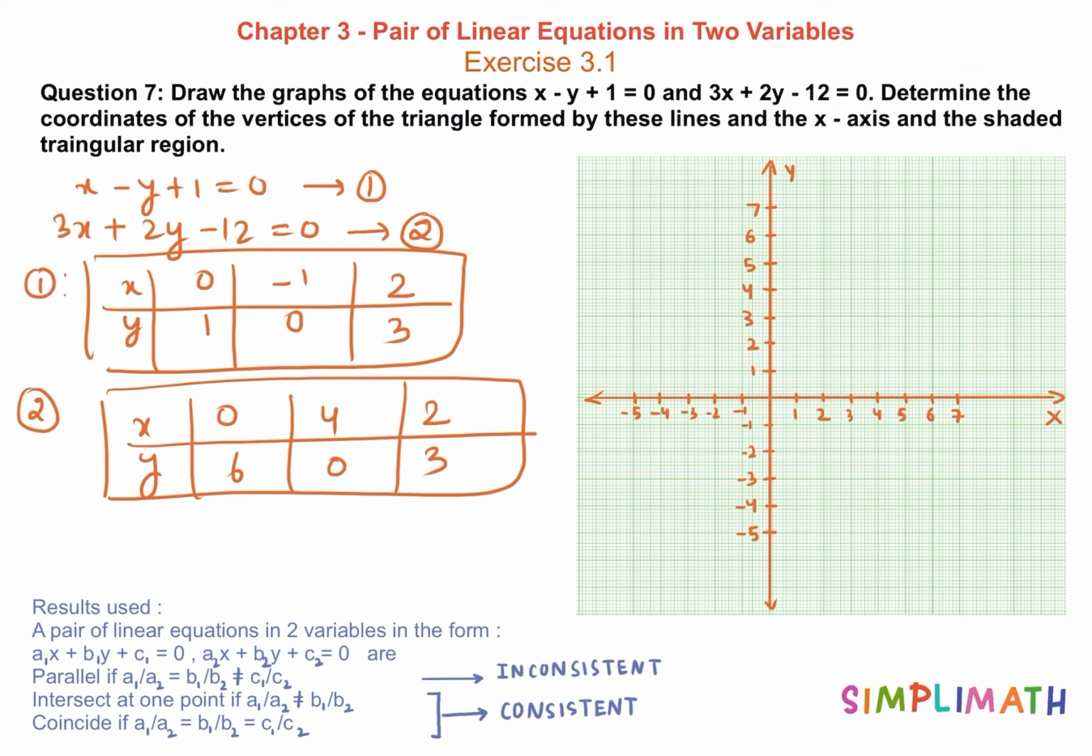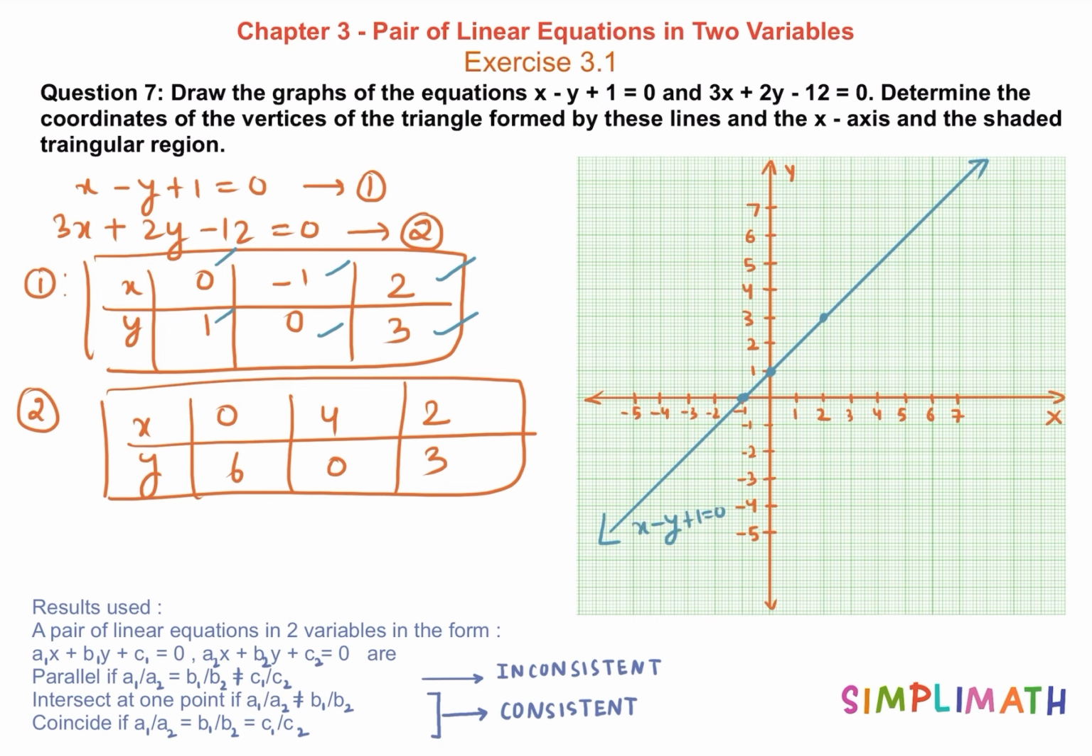Now for equation 1, when x equals 0, y equals 1, so this is this point. When x equals minus 1, y equals 0, so this is this point. When x equals 2, y equals 3, so it is this point. Now let us connect the 3 points. So this line is the graph of x minus y plus 1 equal to 0.